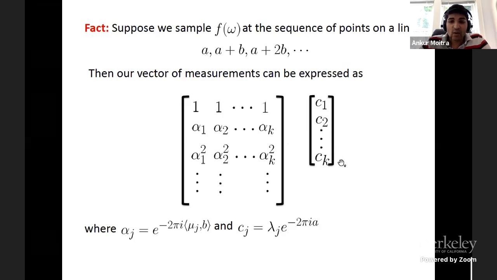And that's exactly what I get: when I multiply this Vandermonde matrix times this vector of coefficients, I'm evaluating an exponential sum at these locations of omega. So that's mathematically what is going on in this problem: we're observing this Vandermonde matrix times this vector, and now we want to solve the inverse problem of figuring out what these mu sub j's are and what these lambda sub j's are.